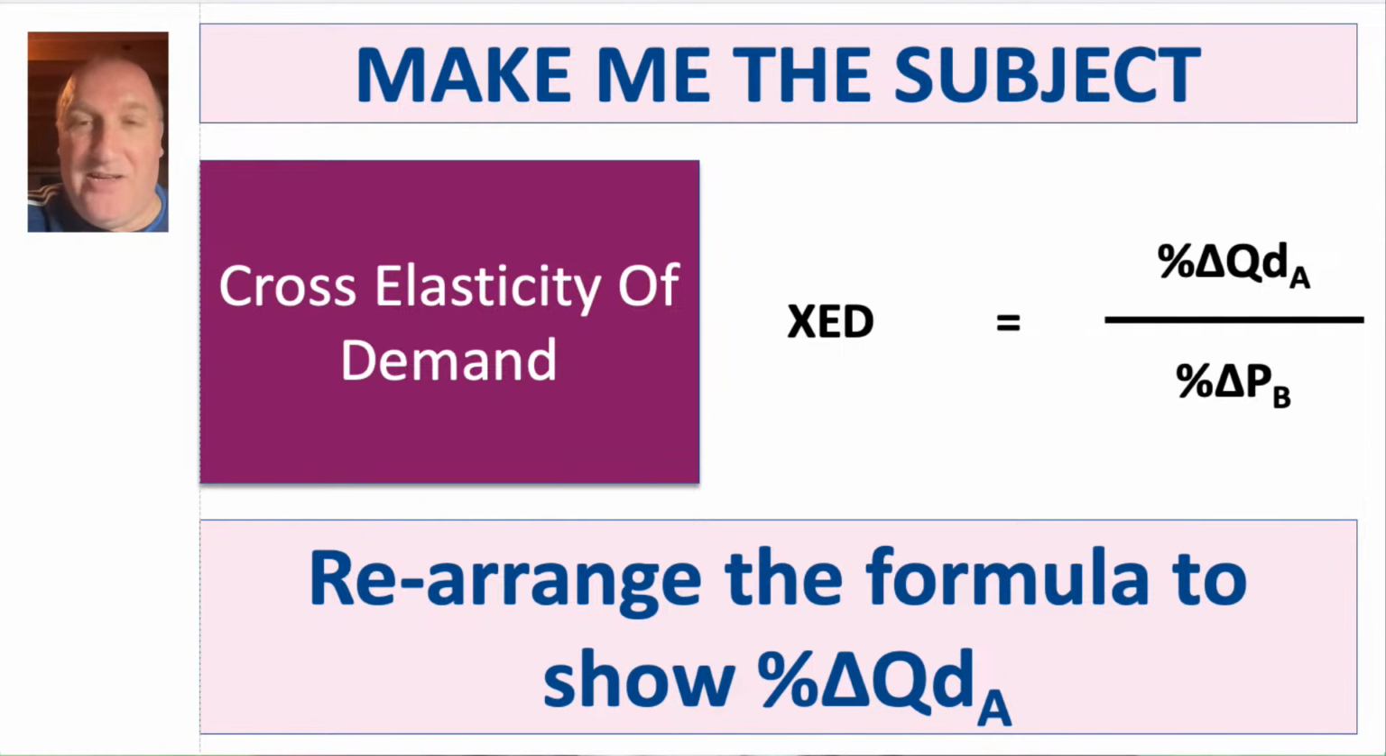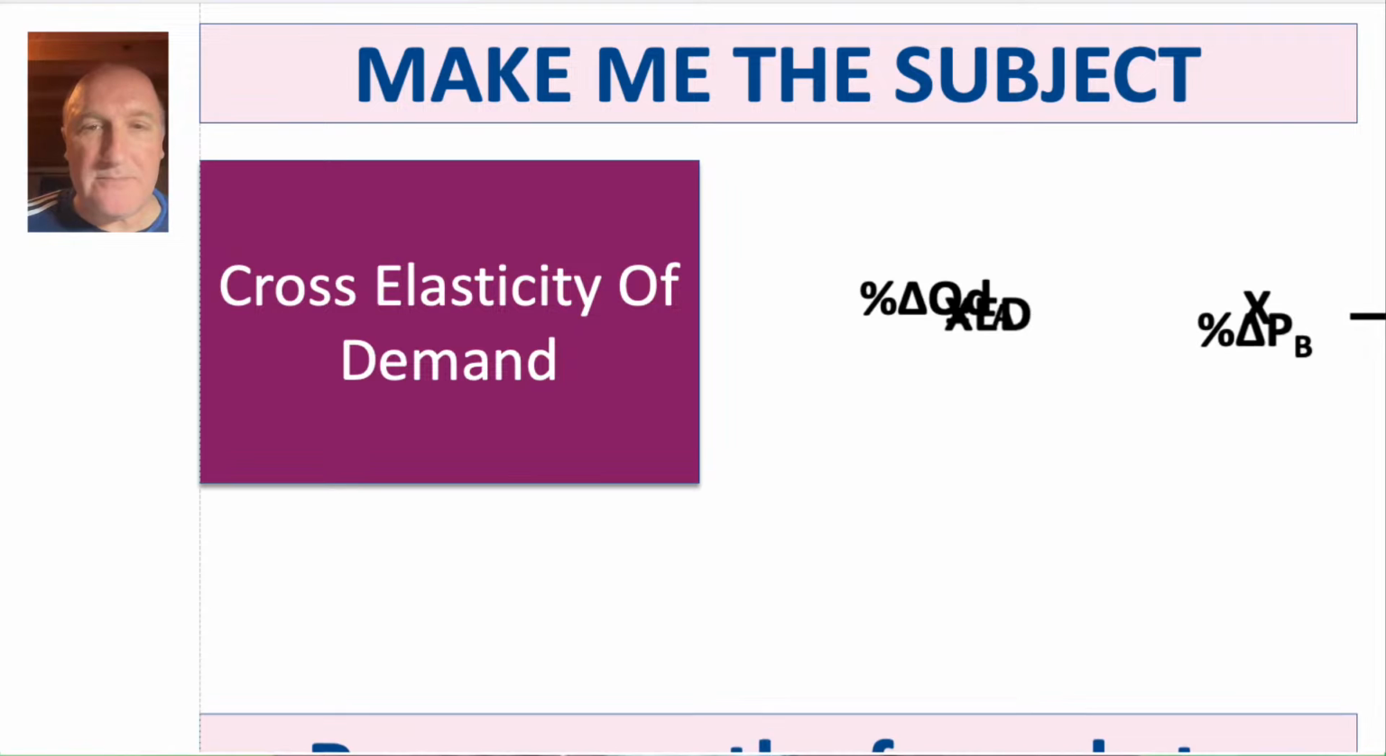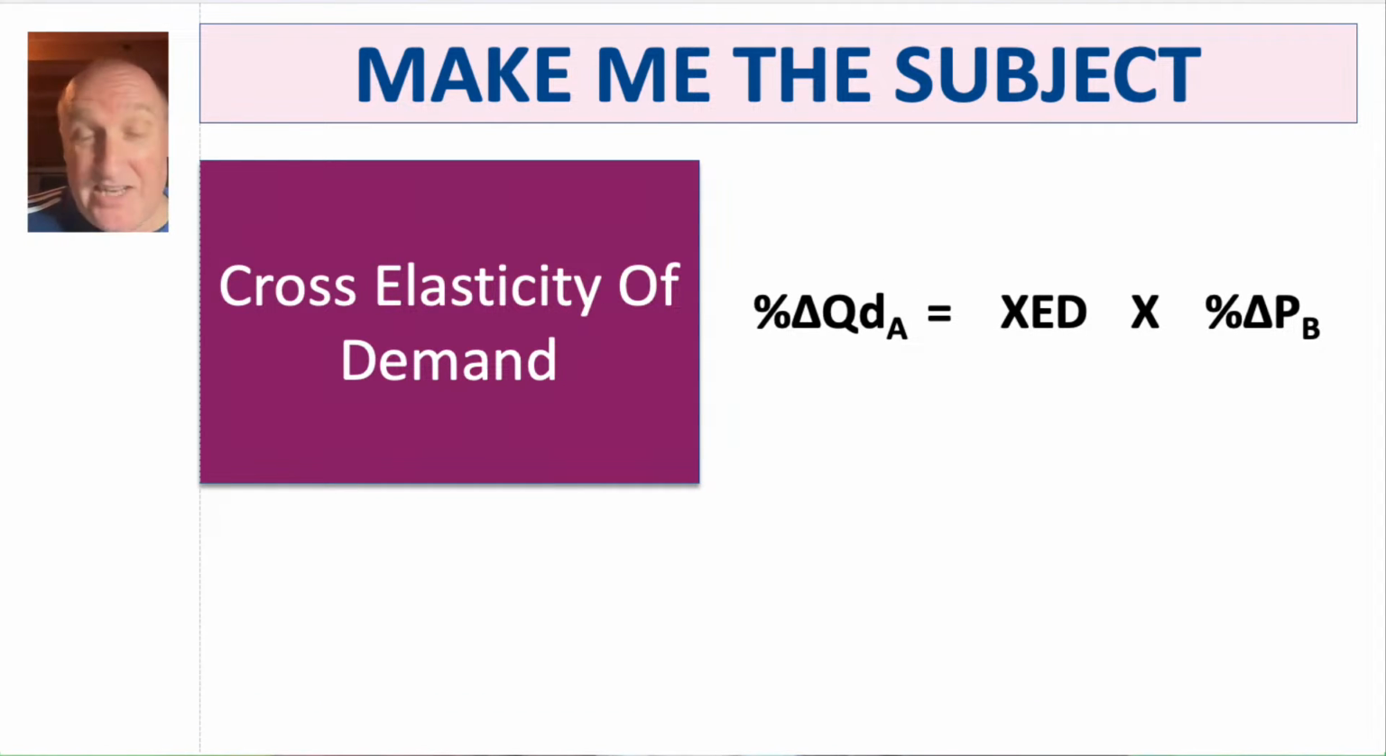Here we go. Here's the answer coming up. Can you rearrange the formula? The percentage change in quantity demanded for A is the cross price elasticity times the percentage change in the price of B. So you get the idea. Sometimes they'll give you, well, they'll always give you two bits of information. The question is about the third bit. So you just have to be confident and practiced in rearranging the formula.